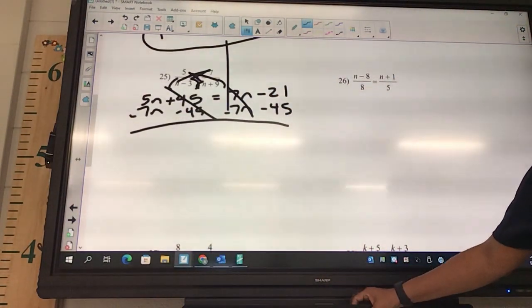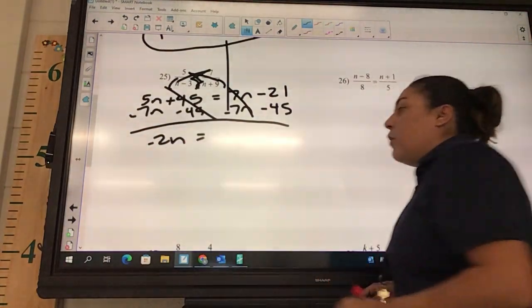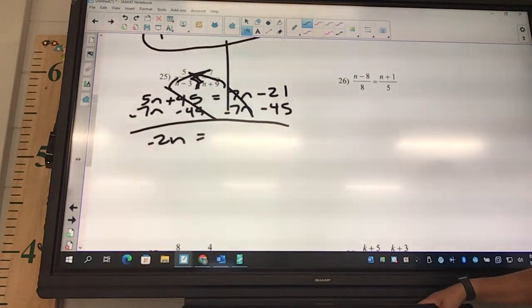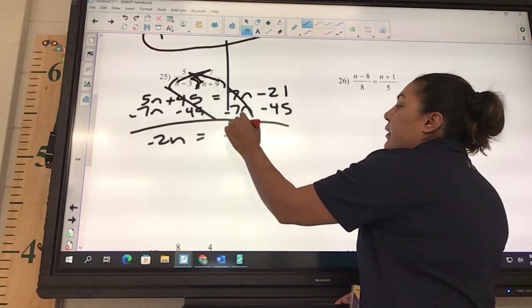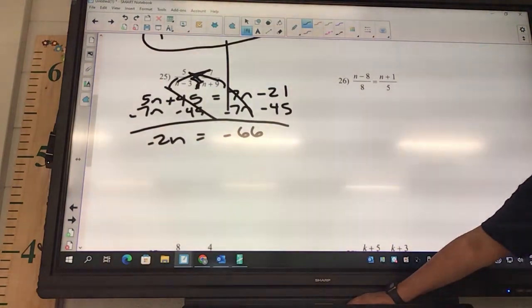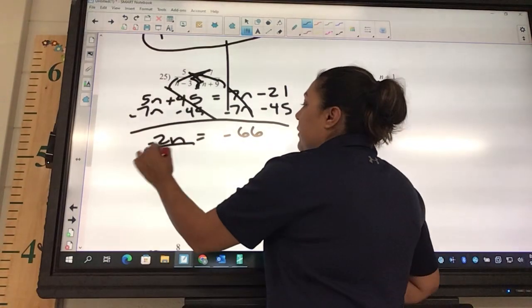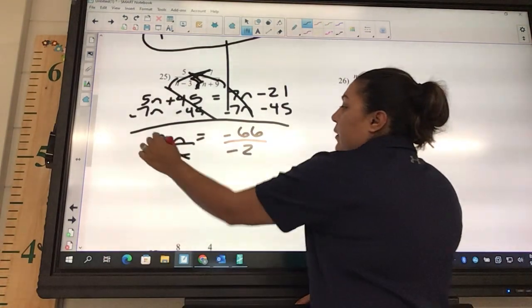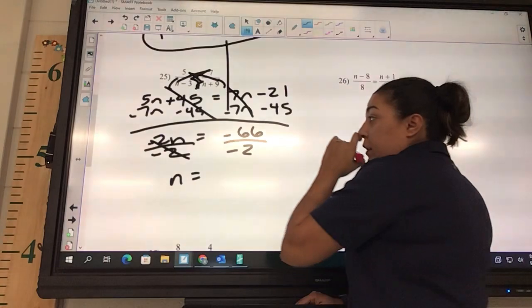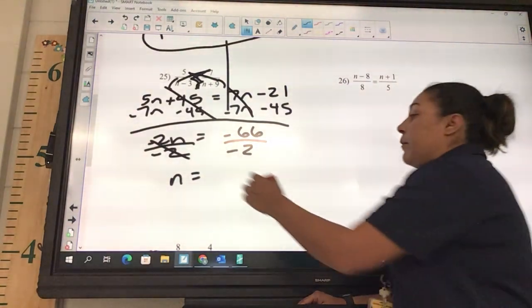5n minus 7n. Negative 2n. Negative 21 minus 45. Negative what? 66. And then our last step is to do what? Divide by negative 2. Negative 66 divided by negative 2. 33.